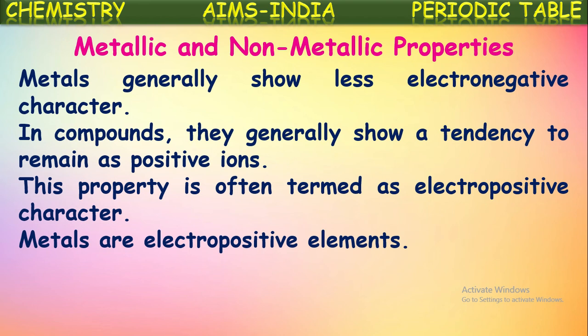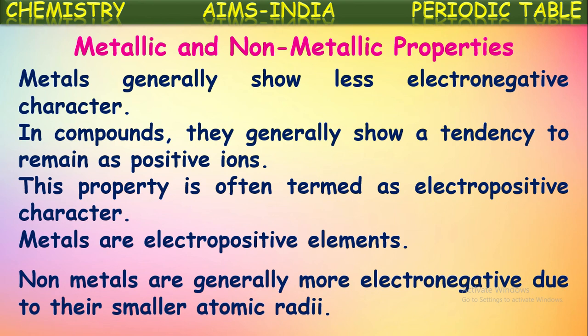Electronegativity means the tendency of pulling the electrons towards it, but this character is less for metals. They have, in fact, the tendency to lose electrons and form positive ions. This tendency of losing electrons is called electropositive character. Metals are electropositive elements, because they will always be ready to lose the electrons and hence ready to form positive ions. So we can say metals are electropositive elements.